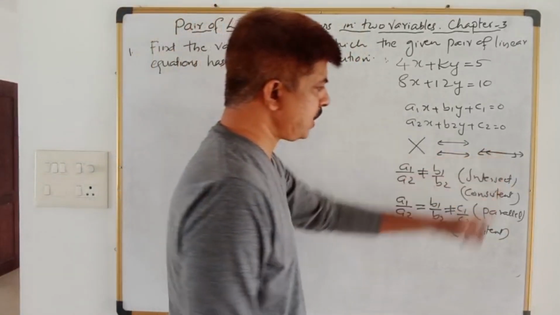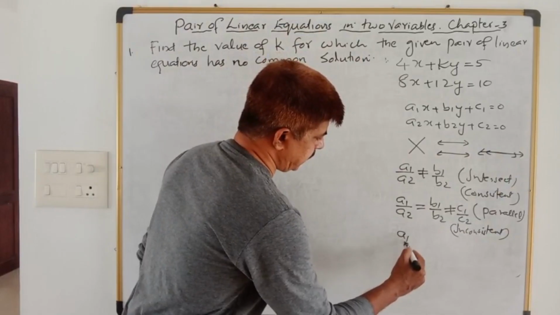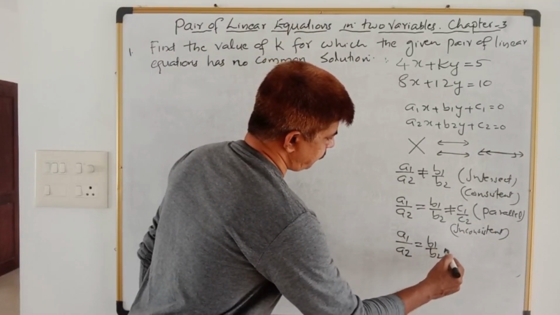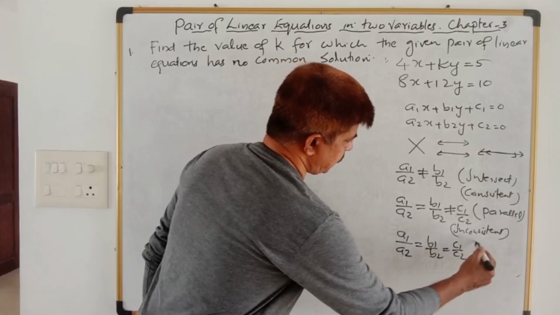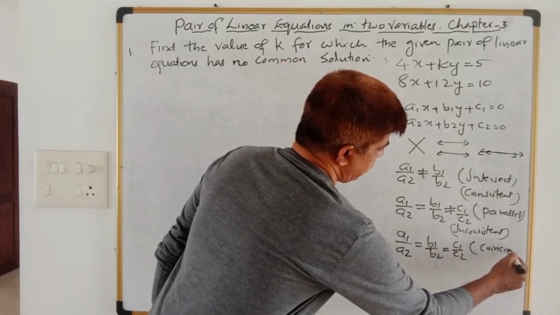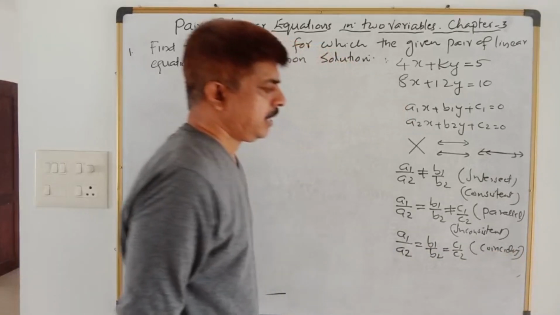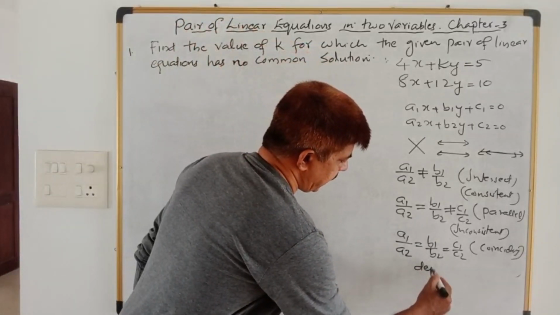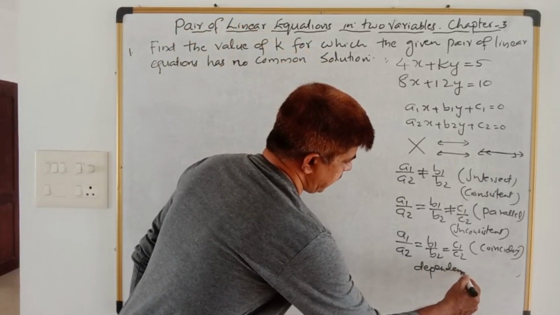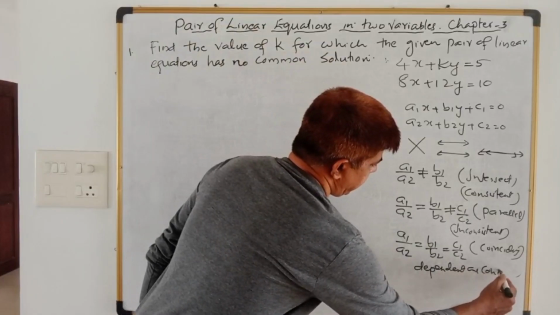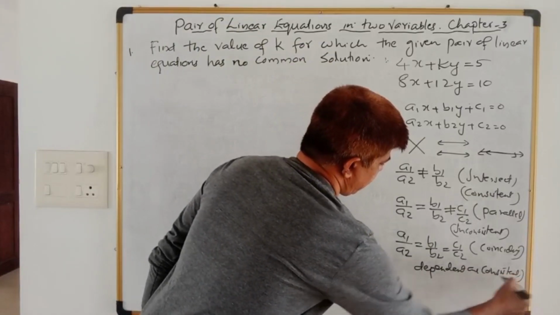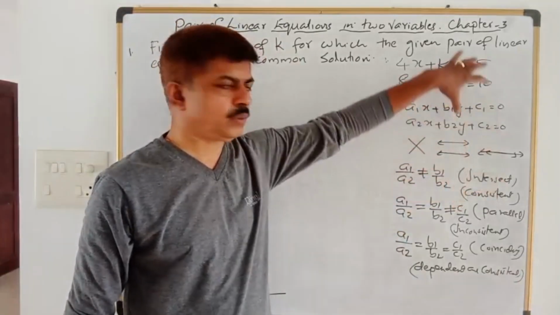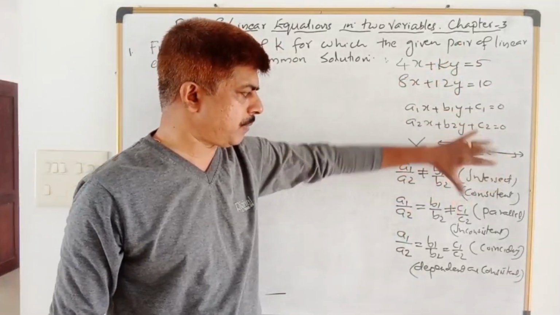In the last case, coinciding, we have the method to verify: a1 by a2 equal to b1 by b2 equal to c1 by c2. That is the third case. We can say that the graph will represent coinciding lines. In such a case, the pair of equations is dependent and consistent. These are the important basic things related to the topic. We should remember this.